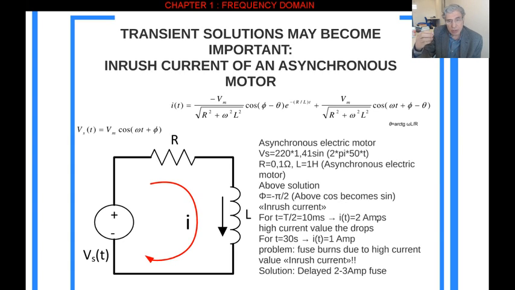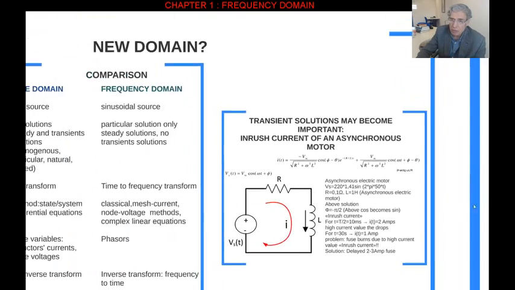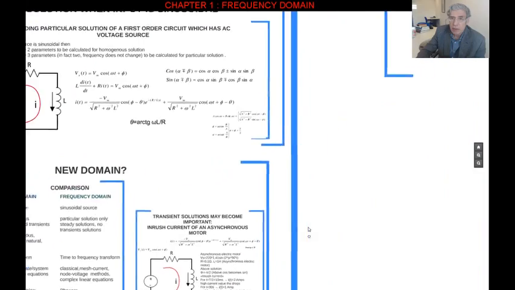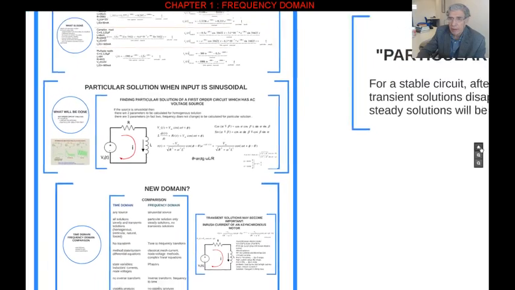But transient solutions become important most of the time in electrical engineering, not electronic engineering. In electronic engineering, the transient solution is not that critical in general. Conclusion is this: in these cases, particular solution calculation only might be useful. That means frequency domain analysis will be useful. Then comes the reason for that.